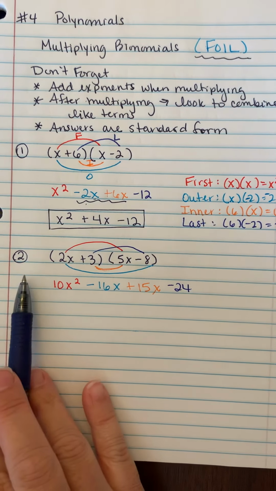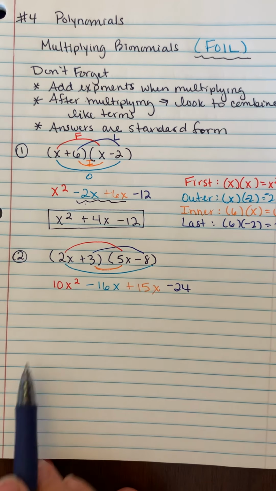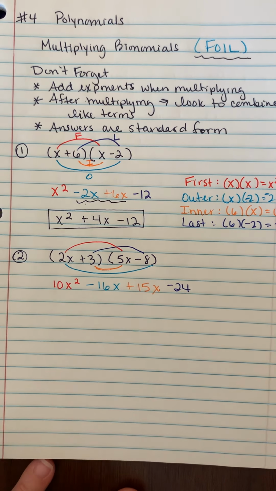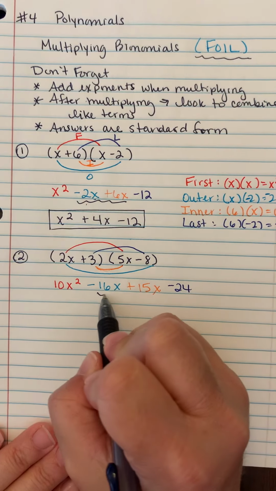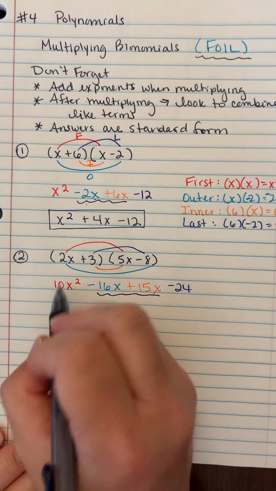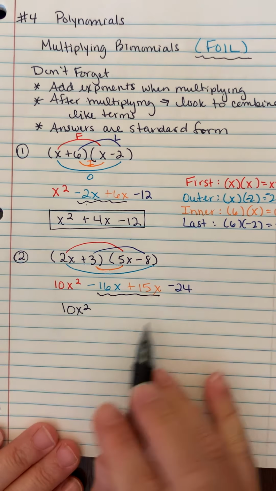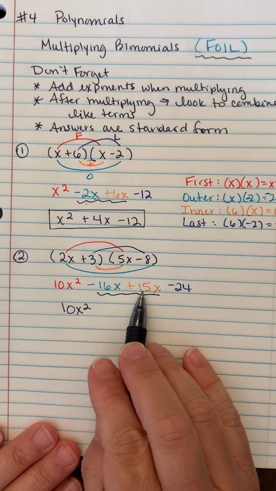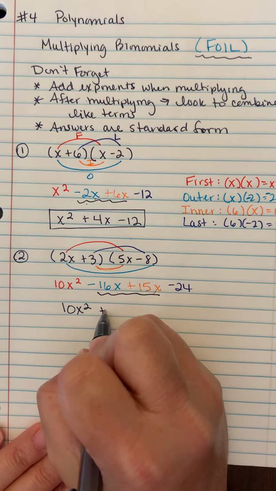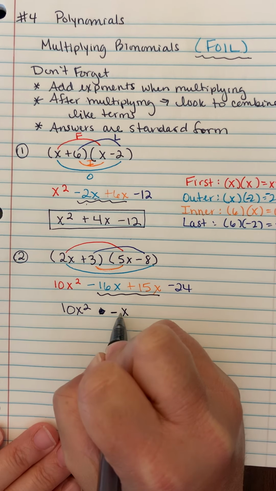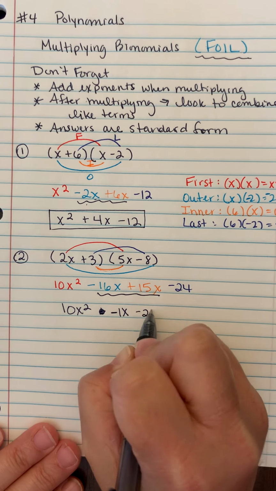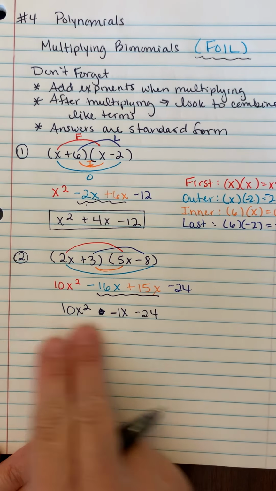Notice all of your terms, the 2x gets multiplied with both of those, and the 3 gets multiplied with both of those. And then we're going to combine like terms. So 10x squared, and negative 16x plus 15x will be minus x, or minus 1x, minus 24. And that will be your answer.